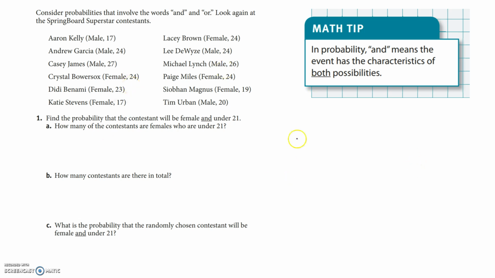So we're going to take a look at our same contestants again. When we're looking at probability, the word and means the event has characteristics of both possibilities. So I want you to come over here to question 1. I want you to stop the video and answer 1, A, B, and C. When you are done, turn it back on to check your answers.